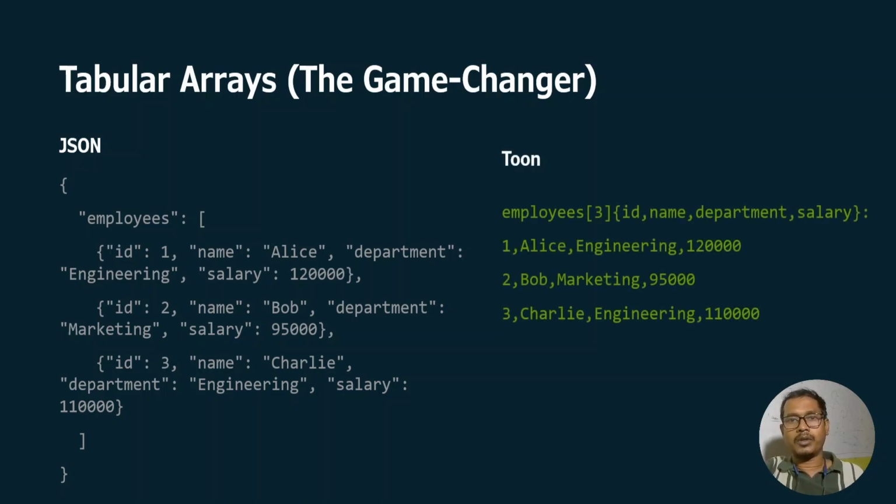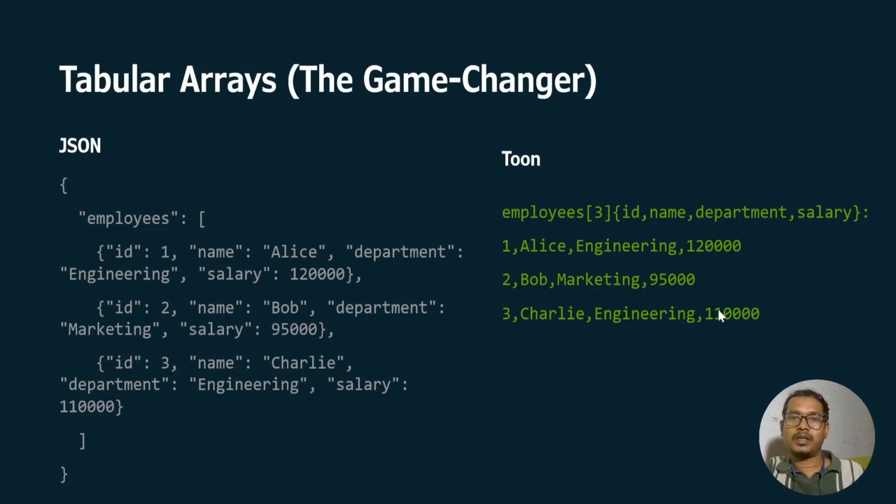In TOON, they create the employee object and also mention the length of the employee array, which is 3, enclosed in square brackets. Then they define the keys once: id, name, department, salary. Once they define the keys, they write only the values. These three records have values separated by commas. This is the standard method TOON uses to represent a tabular array.